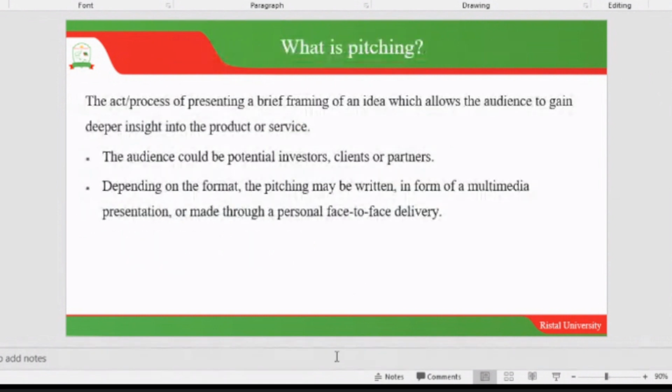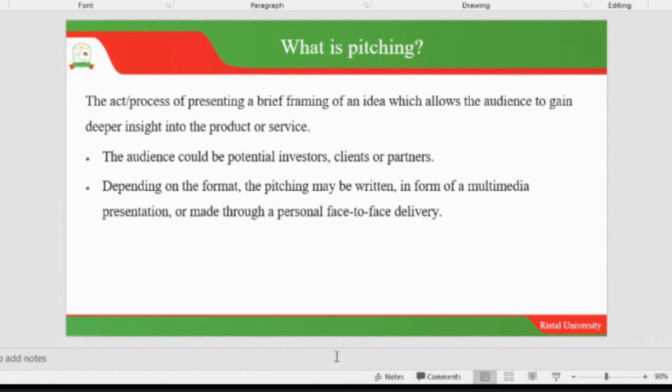So pitching, like I had said, is that process or act of presenting a brief framing of an idea which allows the audience to gain deeper insight into the product before you tell the people what you are selling or what you're providing. Then they cannot know a lot about it. So we use the method of pitching to put that message across.